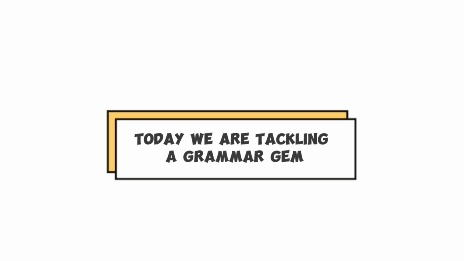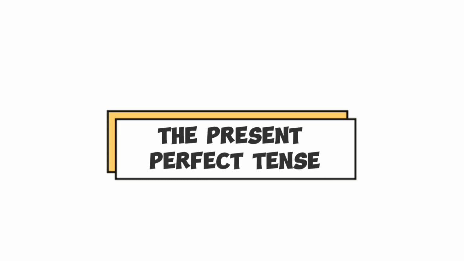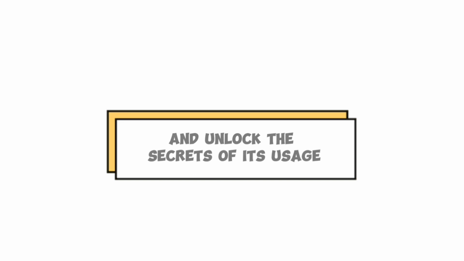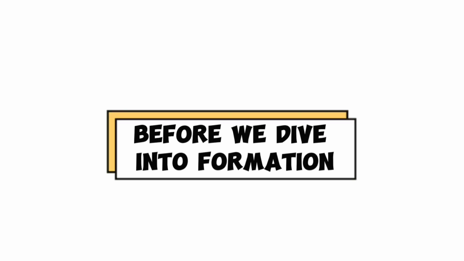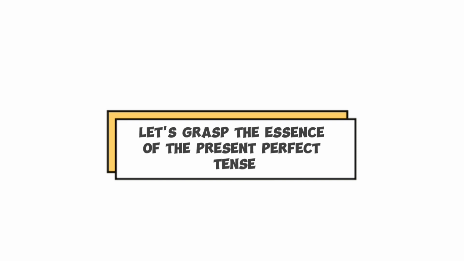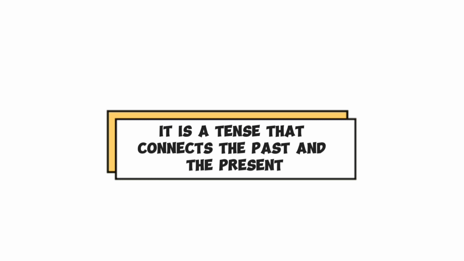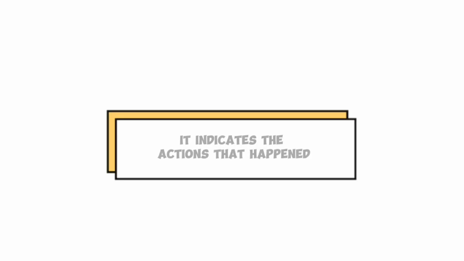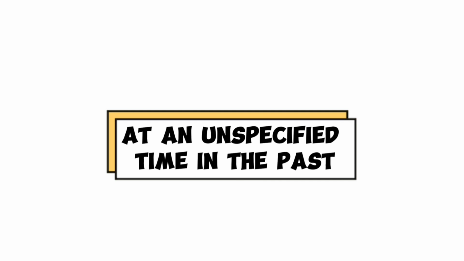Today, we are tackling a grammar gem, the present perfect tense. Get ready to master the formation and unlock the secrets of its usage. Before we dive into formation, let's grasp the essence of the present perfect tense. It is a tense that connects the past and the present. It indicates actions that happened at an unspecified time in the past but have relevance to the present.